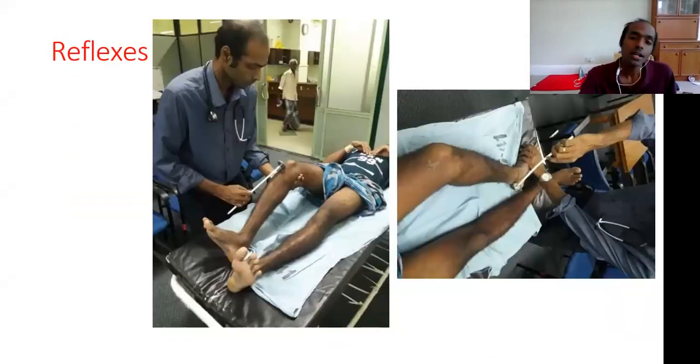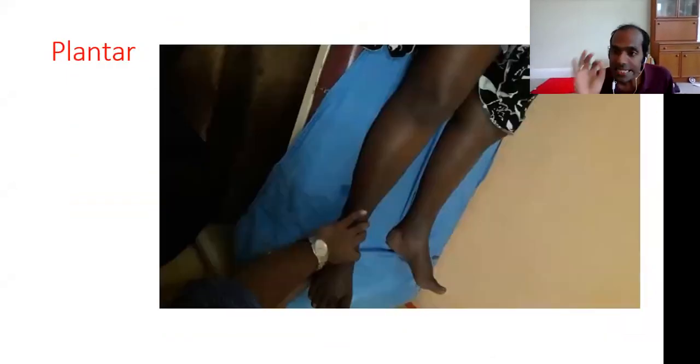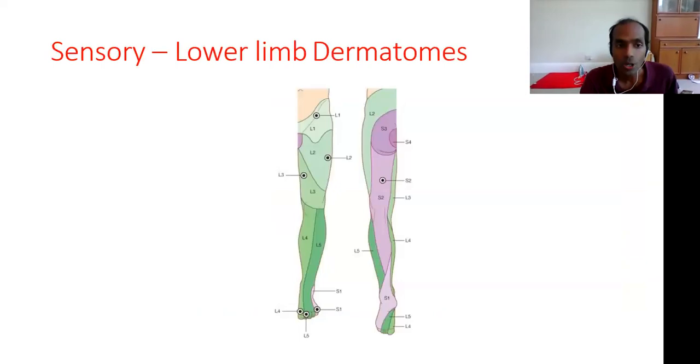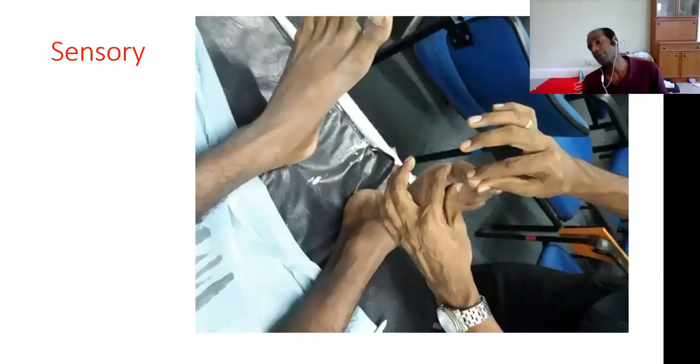Remember the myotomes, reflexes, plantar reflex, extensor plantar reflex is a very hard, firm upper motor neuron type sign. So therefore what happens there is extension of the big toe, fanning out of the other toes, and contraction of the tensor fascia lata. And the coordination, heel-knee shin test. Finally, you have your sensory. And in the lower limb examination, remember, end the lower limb examination by looking at the gait. You can do that at the start as well, or you can do it at the end, no problem. But remember to examine the gait.